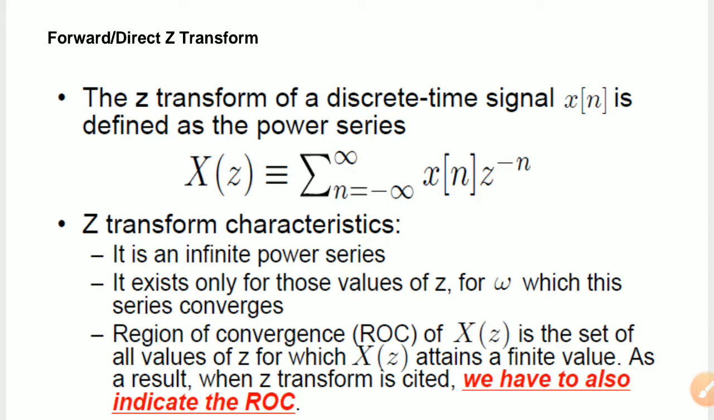Along with that, there are some characteristics of the Z transform. It is an infinite power series, as we can see from the equation, where the limits are minus infinity to infinity. It exists only for those values of z for which this series converges. This is the region of convergence technique.